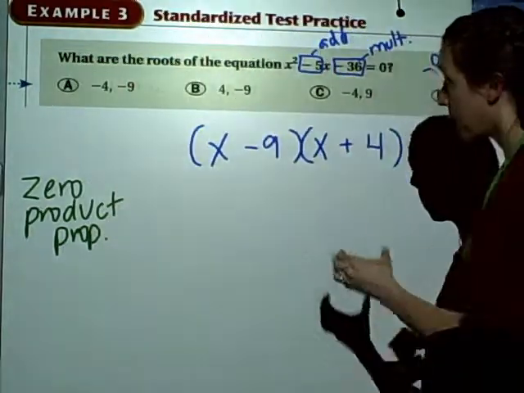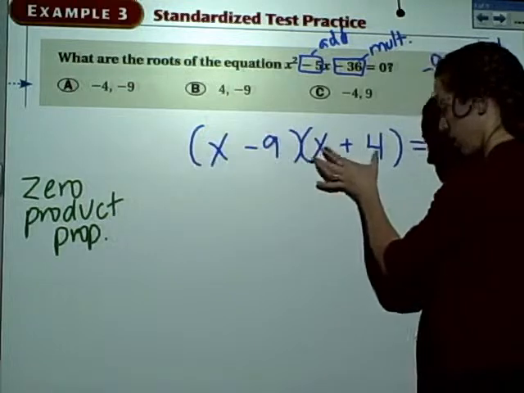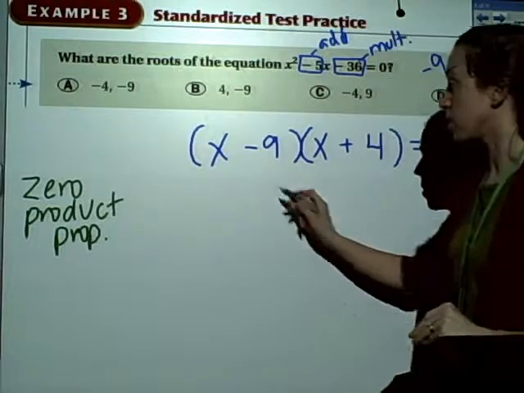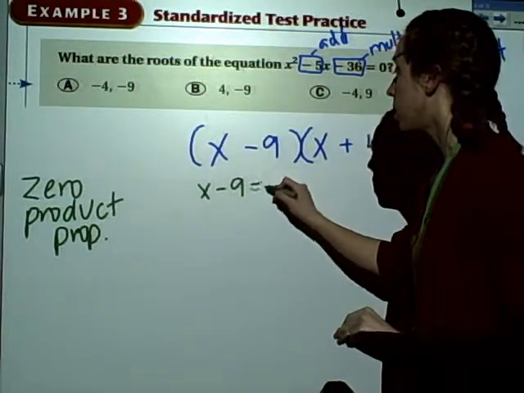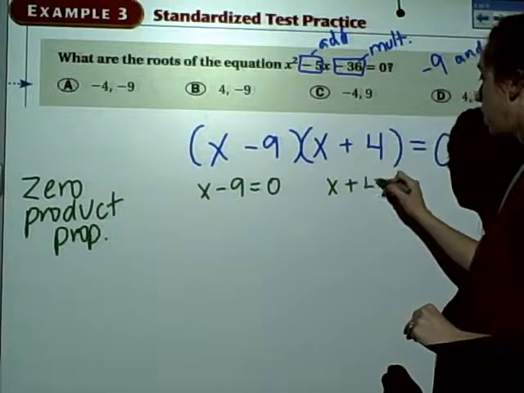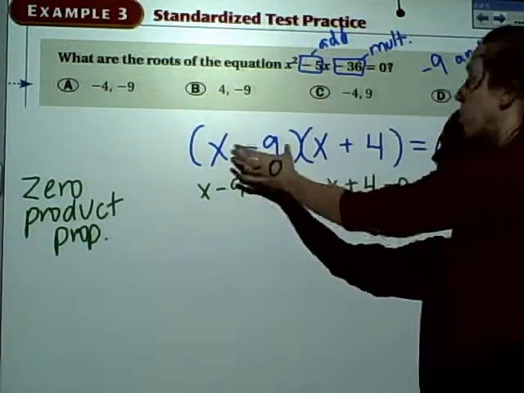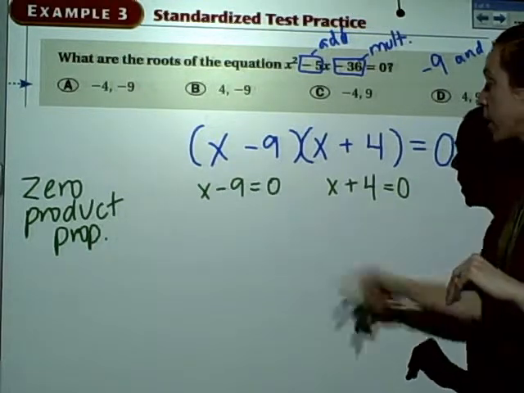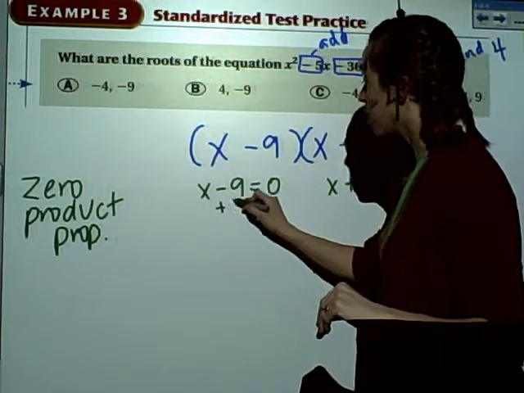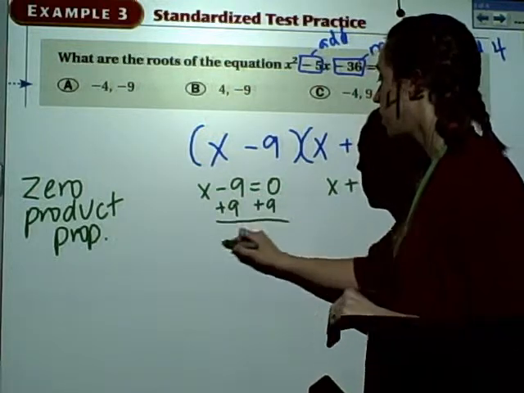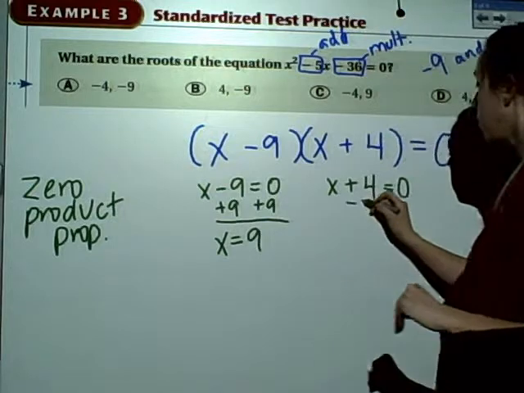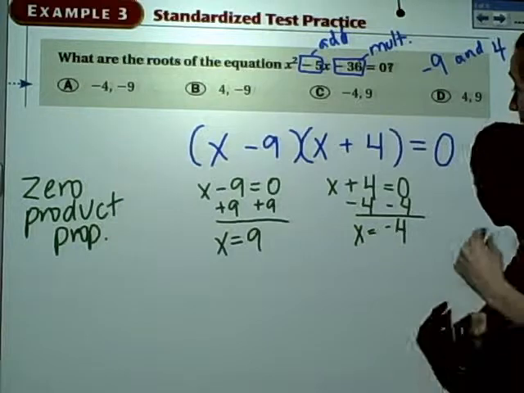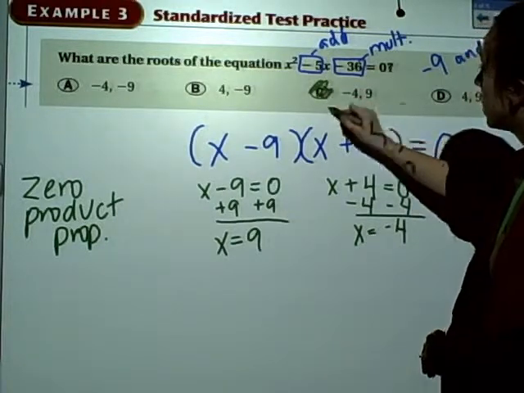That says that if I have two binomials equal to 0, to figure out what each of those x's are, I can take each one and set it equal to 0. My zero product rule says if you're multiplying two things to get 0, one of them has to be 0. So to figure out what that is, you're going to set each one equal to 0. So we're just going to use algebra here. Add 9, you get x is 9, subtract 4. You get x equals negative 4. So our answer to this one is C.